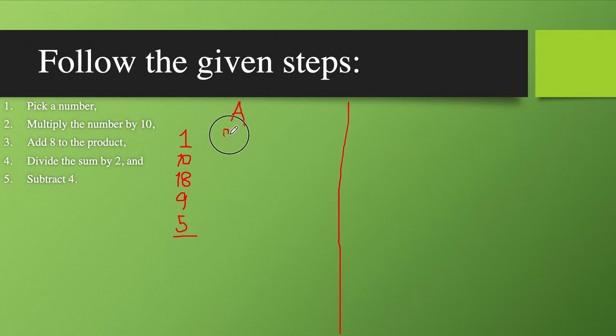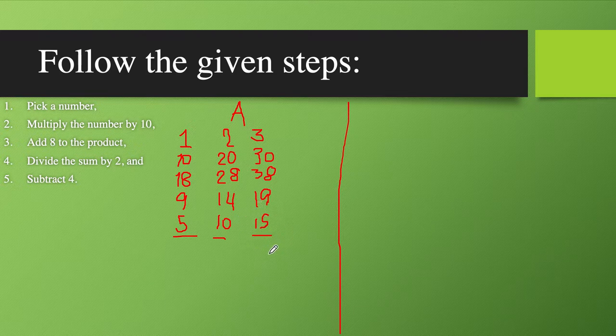Now, how about for 2? Start with 2. Multiply that by 10, that gives us 20. Add 8 to that, it gives us 28. Divide that by 2, that gives us 14. And then subtract 4, so we have 10. So we end up with 10. Let's consider the last number, 3. 3 times 10 gives us 30. Add 8 to that, that gives us 38. Divide the sum by 2, that gives us 19, right? 19 minus 4 gives us 15.